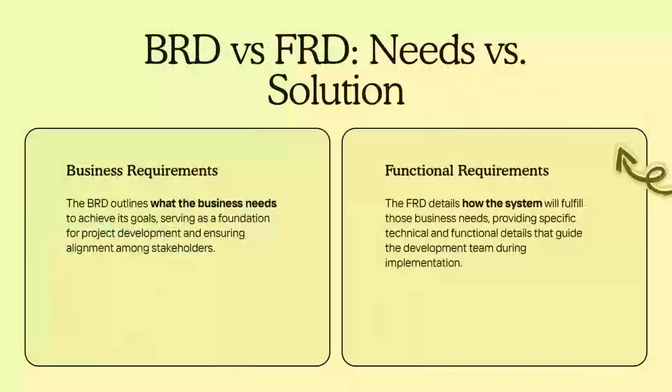Many beginners confuse the BRD with the FRD, the Functional Requirement Document. Here is the key difference. The BRD answers the question, what does the business need? The FRD answers, how will the system deliver it? The BRD comes first. It is written by the business analyst based on stakeholder inputs. The FRD comes next. It translates the business requirements into functional specifications for the development team.